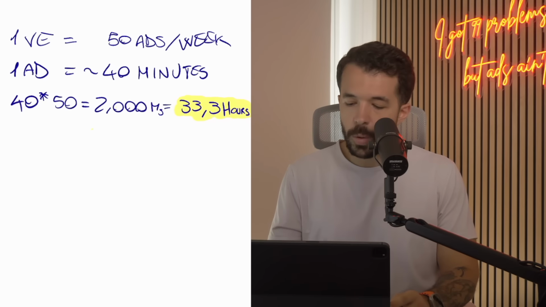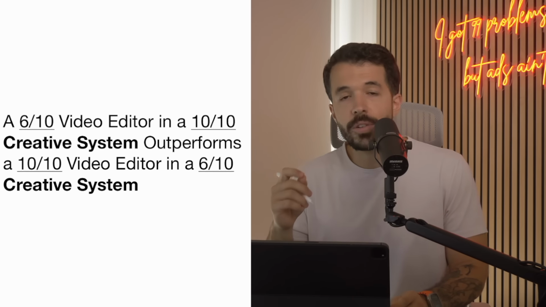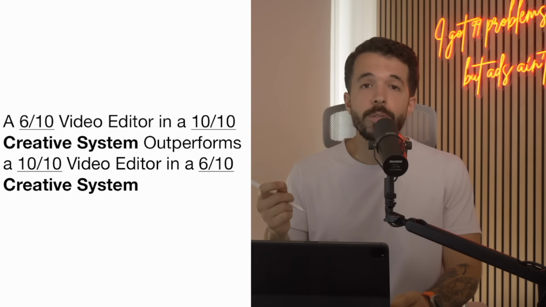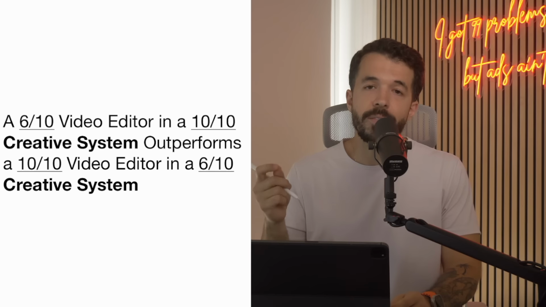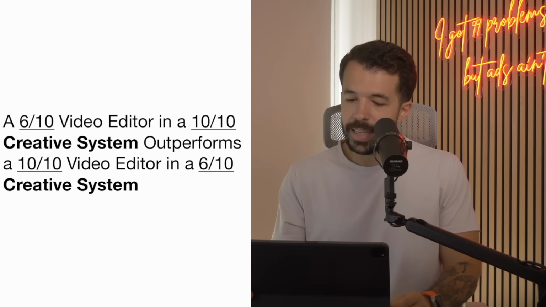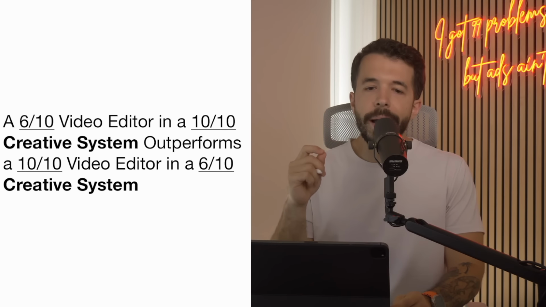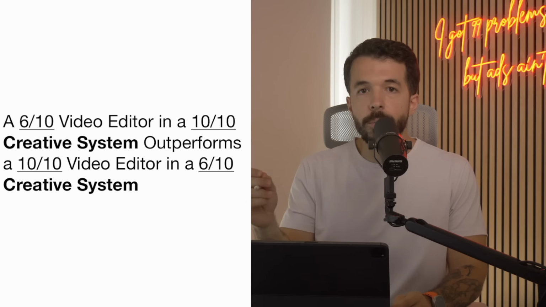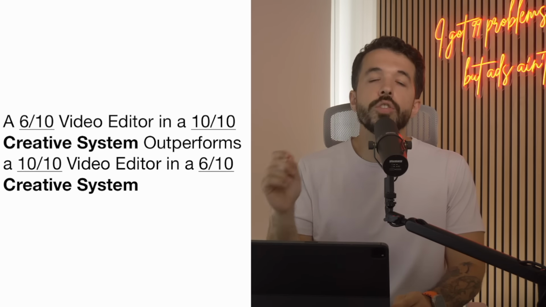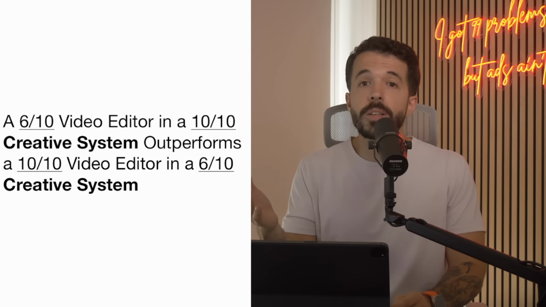So for that reason, what we realized is that a 6 out of 10 video editor in a 10 out of 10 creative system will always have a higher and better output than a 10 out of 10 video editor in a 6 out of 10 creative system. And let that sink in, because this is the real question. The real question is not why is my video editor not able to deliver 50 ads per week. You shouldn't blame the video editor. You should blame the system. And as a founder, you're responsible for that system.